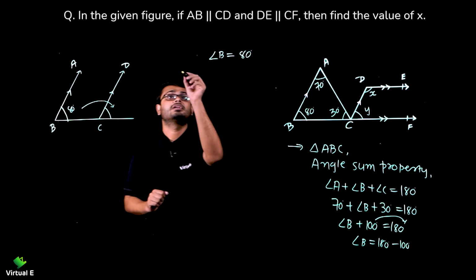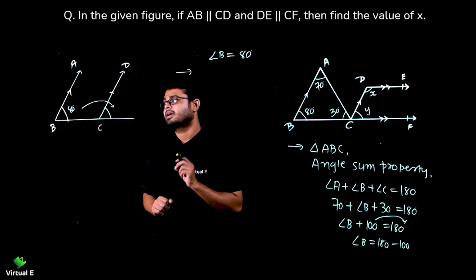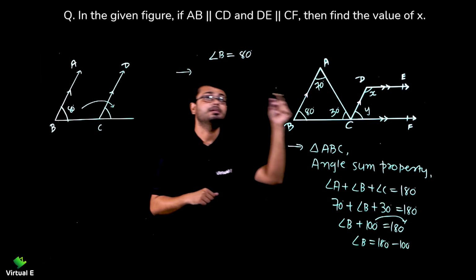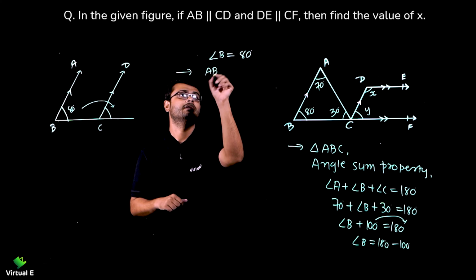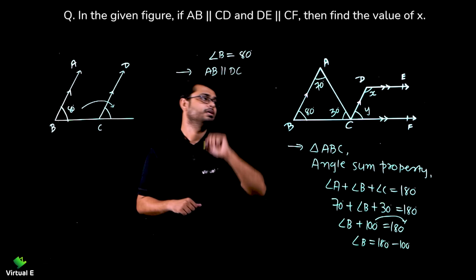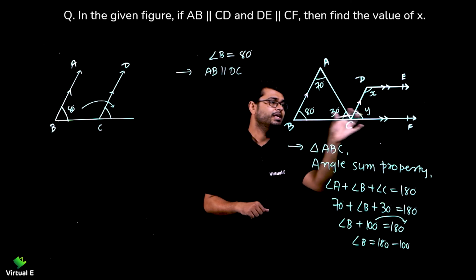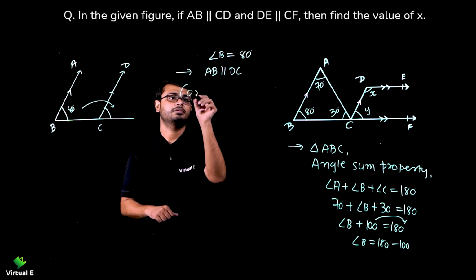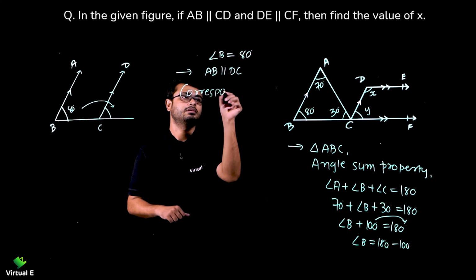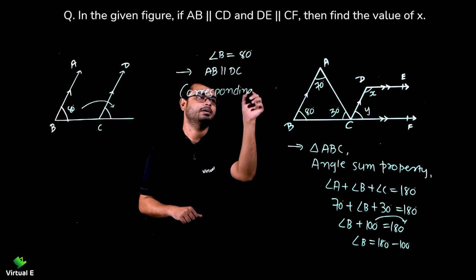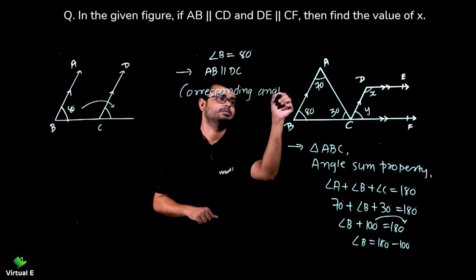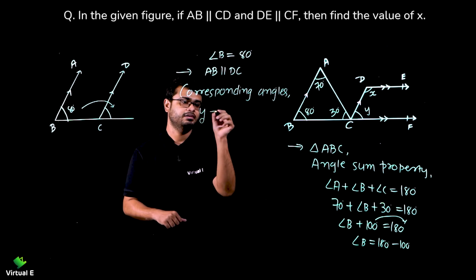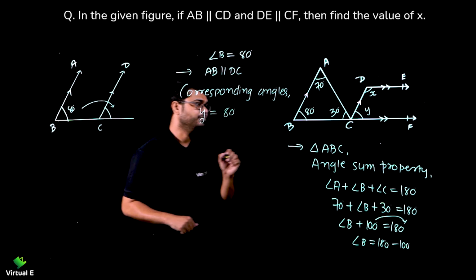So let's mention which are the parallel lines. That's very important, AB and CD. So let's mention AB parallel DC, right? Done. Now we can say corresponding angles. Let's write corresponding angles. So what we can write, this y is equal to 80 degrees, right?